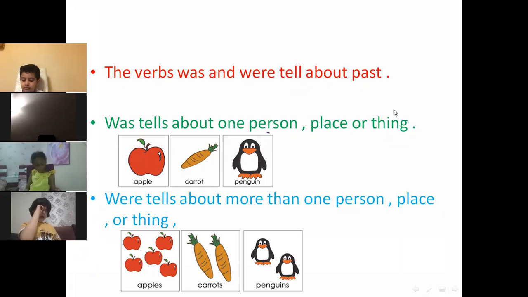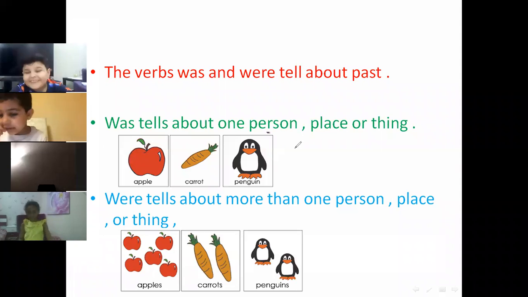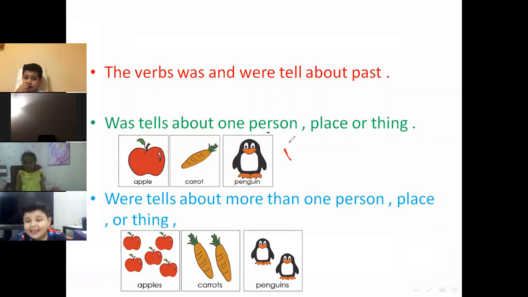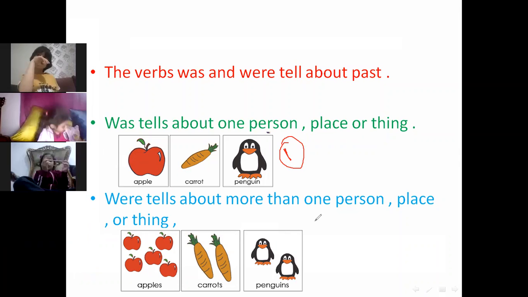Thank you, Asil. So you should know we use the word was with the singular. What's the meaning of singular? When we have only one thing or one person or one place, this is singular. If we have more than one, we're going to use were. So you should know that, grade 1.